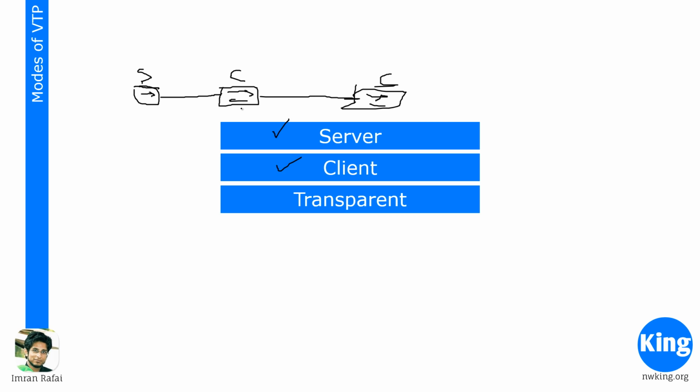So this is one way where you can configure those structures and make sure that all the VLAN changes happen only at the server, and clients just copy that. Now you might say, I don't want to use VTP. How do you do that?